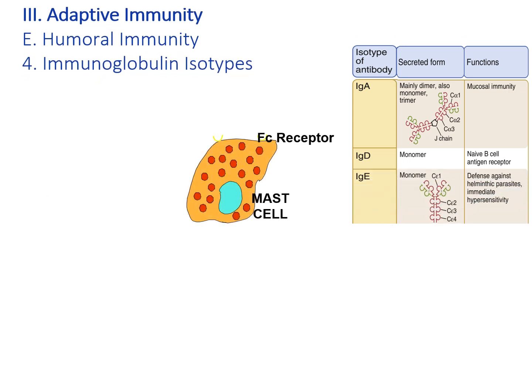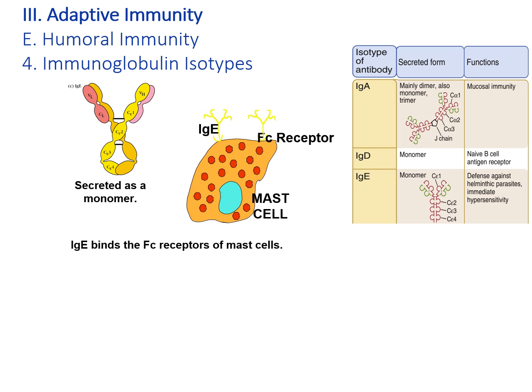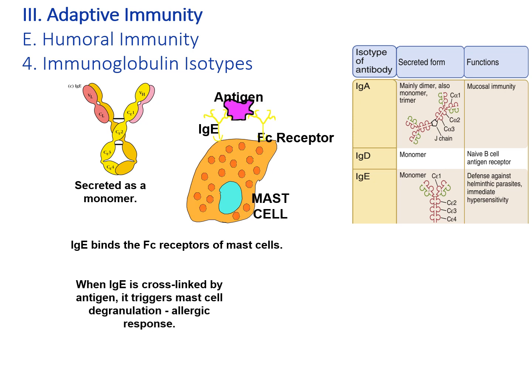Then we have the IgE. The function of IgE is defense against helminthic parasites. But as we will discuss later in hypersensitivity, it's responsible for immediate hypersensitivity. Now, mast cells, as we have discussed a while ago, have Fc receptors. The IgE, which is secreted as a monomer, can bind with these Fc receptors, and this leads to the degranulation of mast cells that cause the allergic reaction.